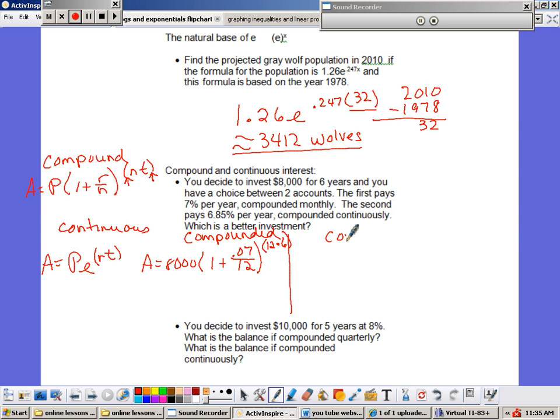The next one is continuous. In continuous, it's A equals, your principal amount is $8,000, E raised to the rate. I know it already has a decimal in it, but you have to change that percent to a decimal by moving it 2 spaces to the left, times 6 years.